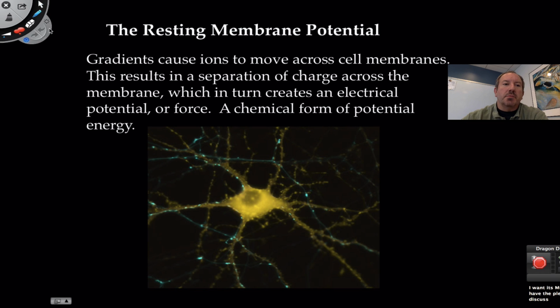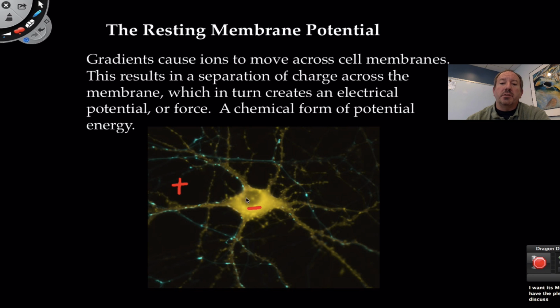What's really interesting about this is that when a neuron is at rest, it's negatively charged on the inside and positively charged on the outside. This is really important because when we talk about an action potential or a nerve impulse, we're going to be talking about a temporary switch of those electrical charges, where the inside becomes positive and the outside becomes negative.